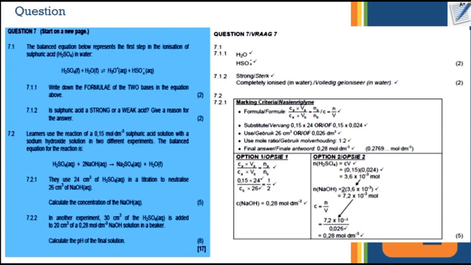Now, question 7.2.2. In another experiment, 30 cubic centimeters of sulfuric acid is added to 20 cubic centimeters of a 0.28 mole per cubic decimeter sodium hydroxide solution in a beaker. Calculate the pH of the final solution.